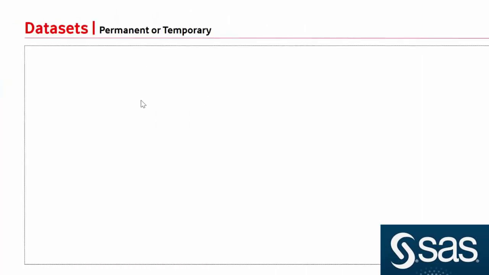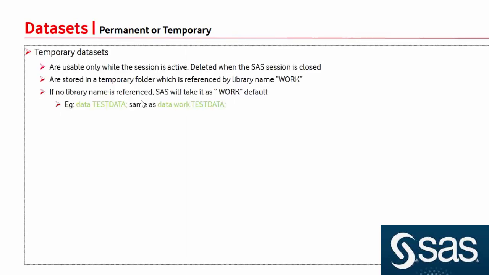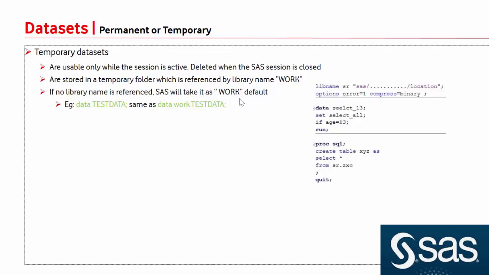Datasets. Datasets can be of two types, permanent and temporary. Temporary datasets are active only when the SAS session is active. It will be deleted once it is closed. So they are stored in a temporary folder called work. If no library reference is given, SAS takes the work folder by default like we see in the snippet. XYZ is created in the temporary work folder. Once this session is closed, XYZ is deleted.